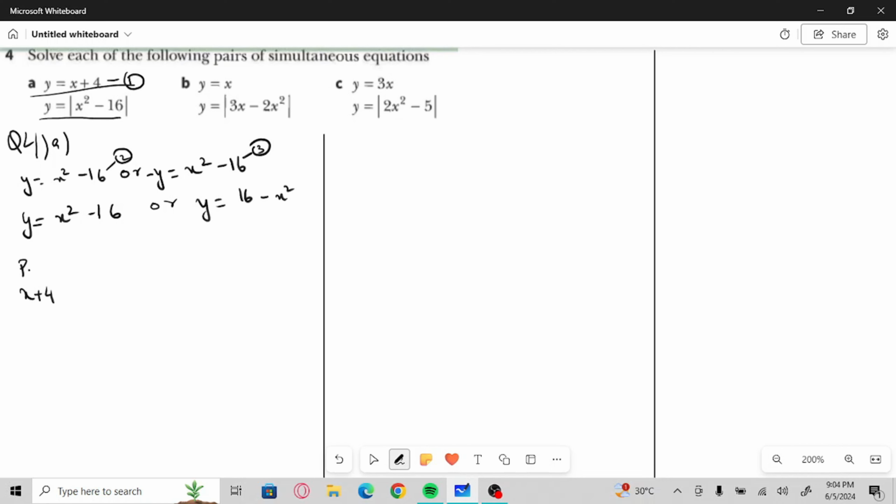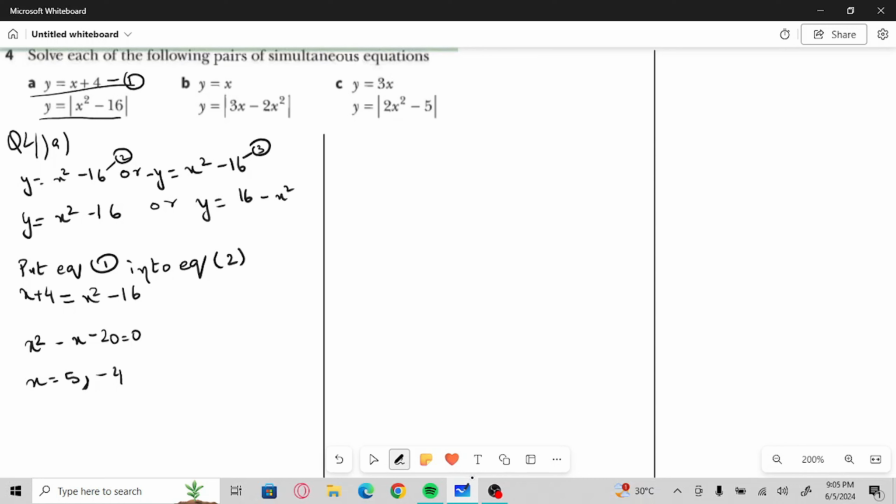So put equation number 1 into equation number 2. So instead of y, we are going to write x plus 4 is equal to x squared minus 16. And what we'll do now is x squared minus x minus 20 is equal to 0. Okay. And again, solve this directly. x is equal to 5, and x is equal to minus 4.